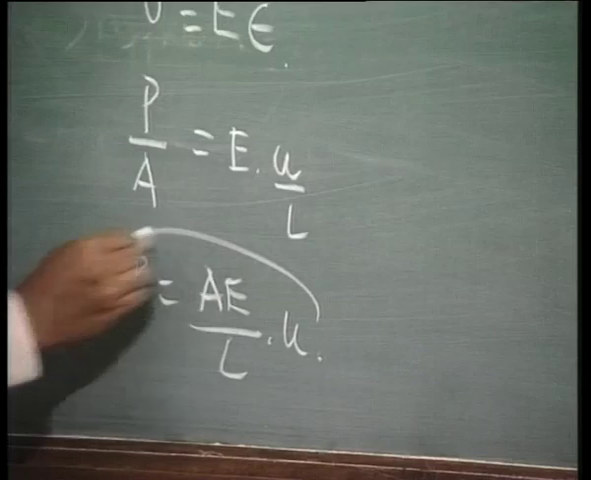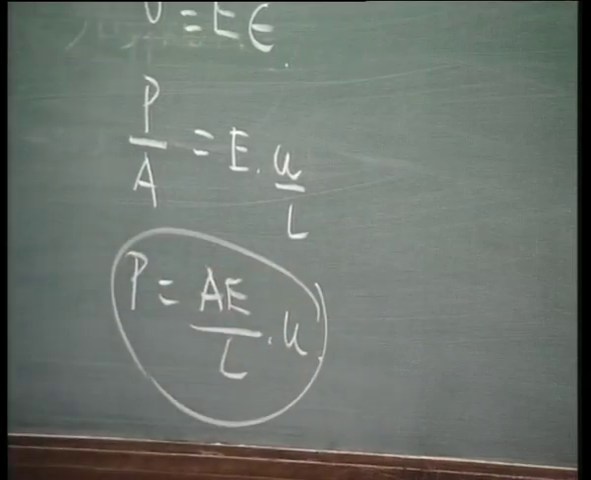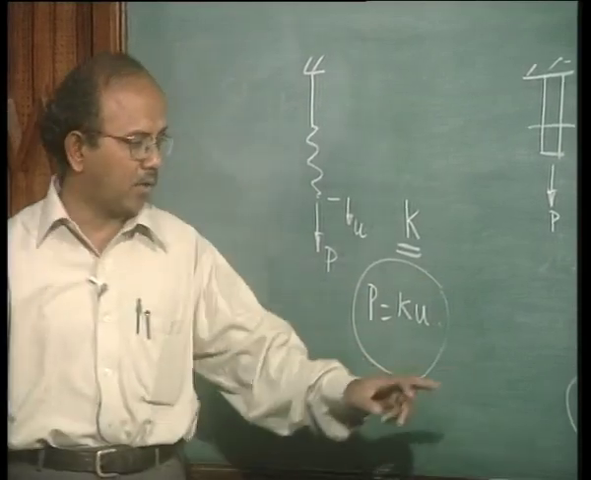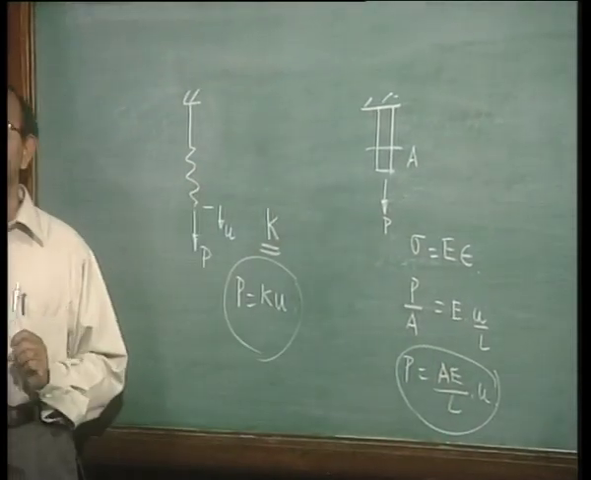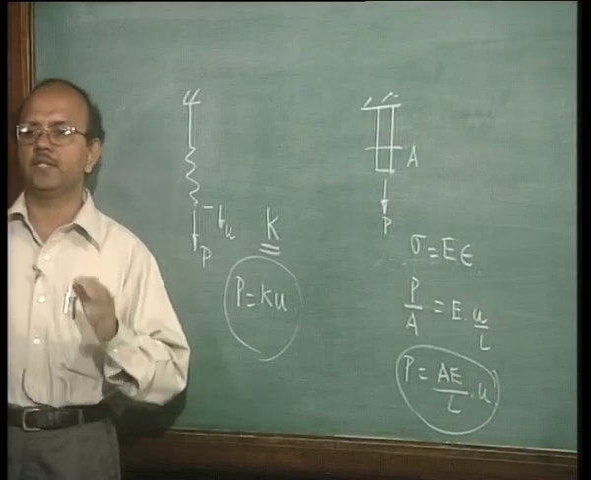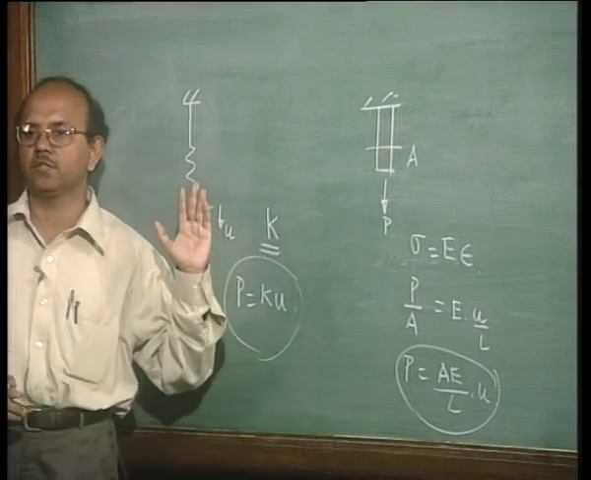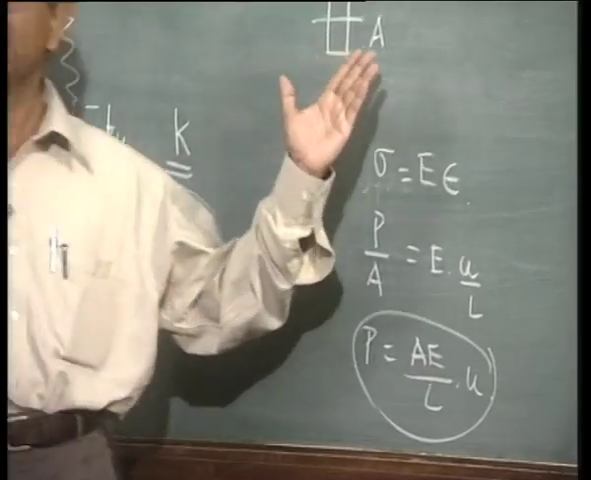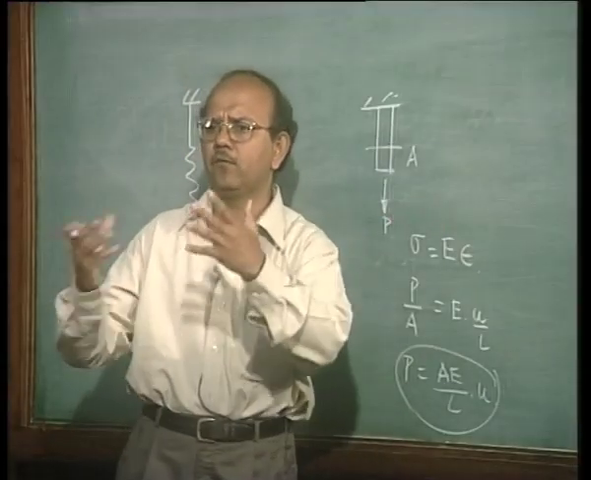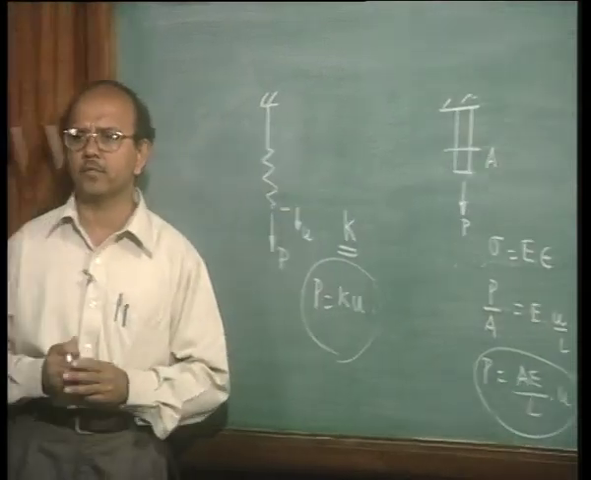Now compare this and this, it's quite clear. I can call AE by L as the stiffness of the bar. So stiffness straight away is not a concept which is restricted only to a spring, but can be extended to, say for example, a bar. We are going to extend this for all other types of components as well.